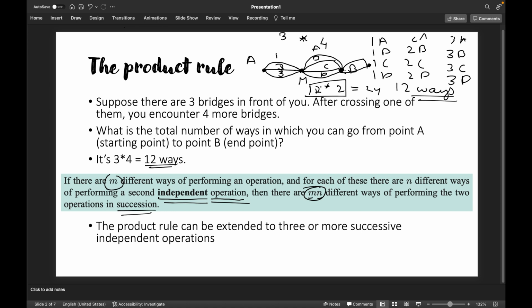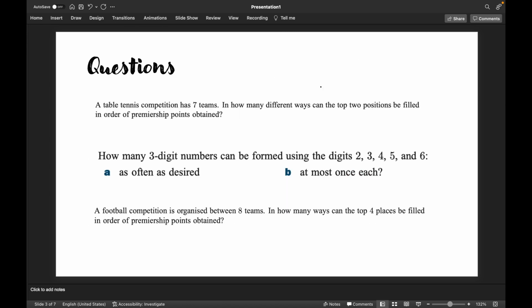If this is clear, then let's move on to the questions. Take a couple of minutes to answer these. Let's look at the first question. A table tennis competition has 7 teams. In how many different ways can the top 2 positions be filled in order for premiership points obtained? Let's put this as the first place and the second place.